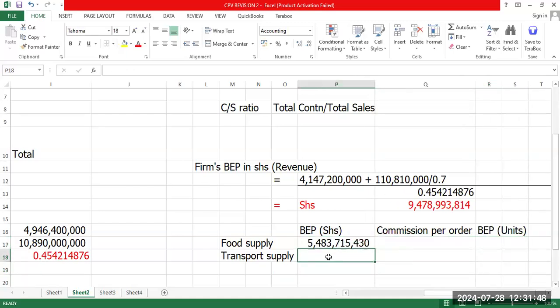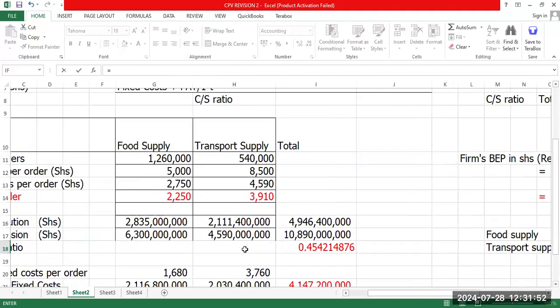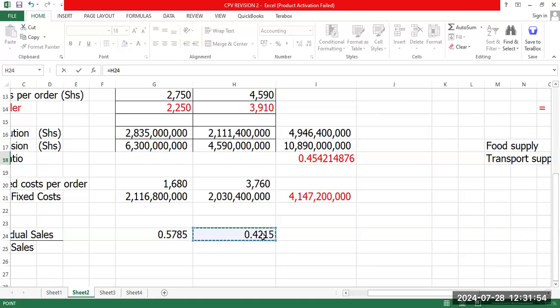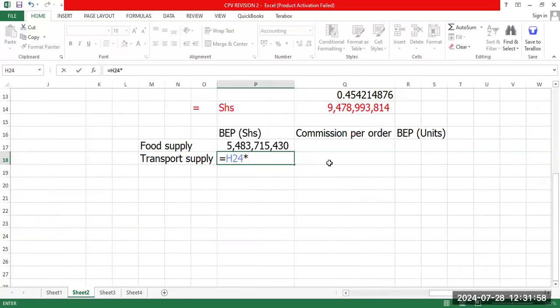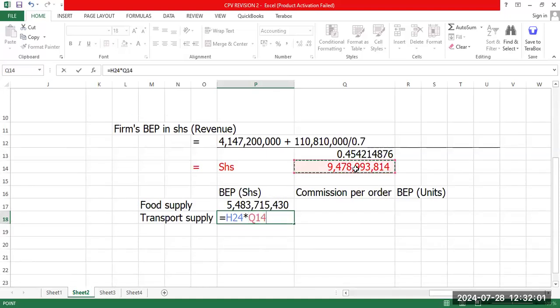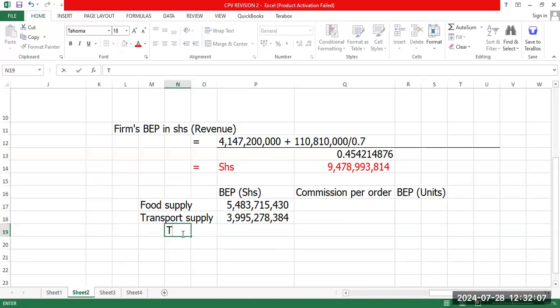Then for transport supply, the sales mix is this one. Then we multiply by this one. So this is break even. If we want to get the total to confirm, you will find that you have the same total. But in an exam, you don't have that time. If you get this plus this, it must give you this.